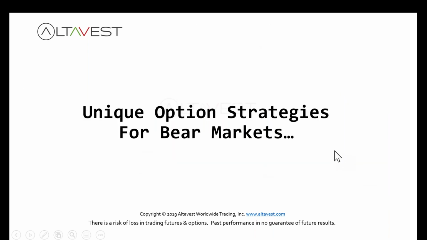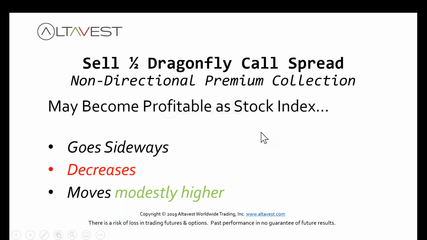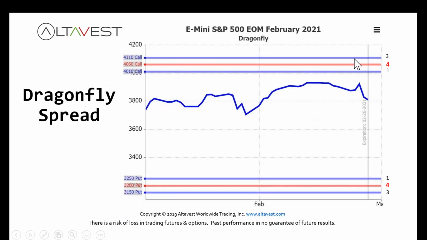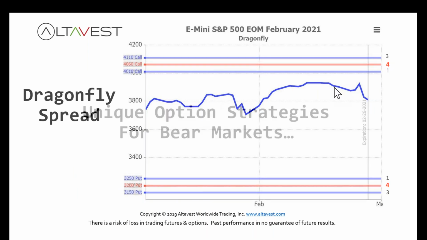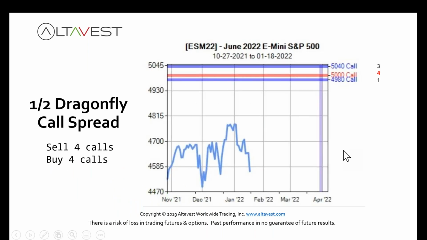And we have unique strategies for bear markets or even bull markets. Here's something called, well, essentially the half dragonfly, just doing the call side only. So you can just sell and trade the calls on a dragonfly. So it's a non-directional strategy. It may become profitable as the stock index goes sideways, or it decreases, or it moves even modestly higher. So this is what this might look like, just the call side of a dragonfly. That's basically called half of the dragonfly.